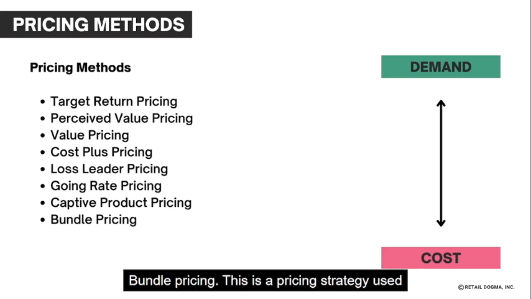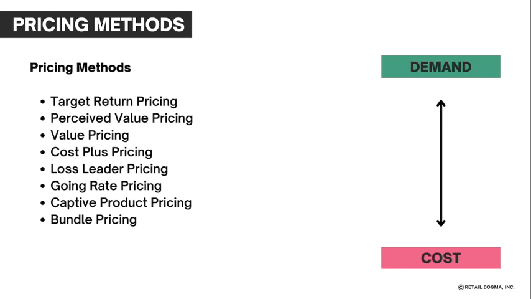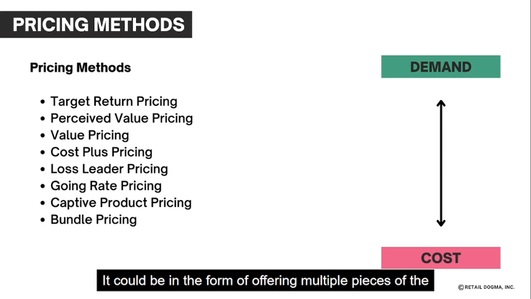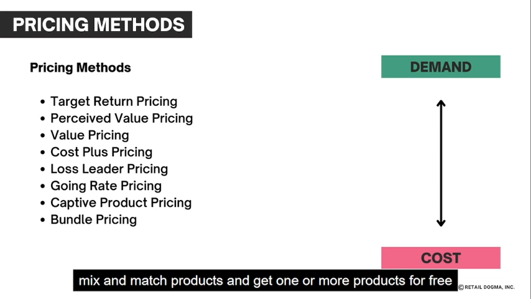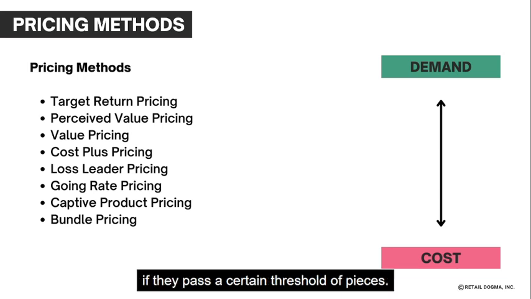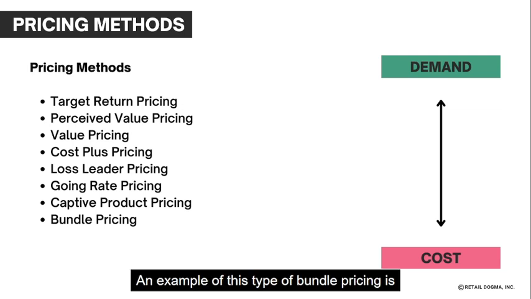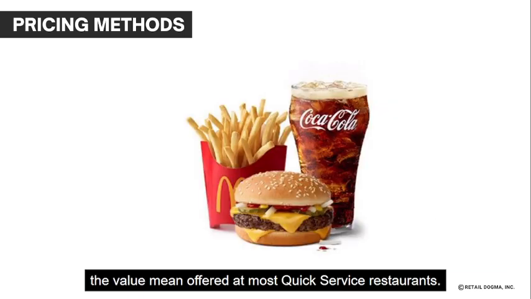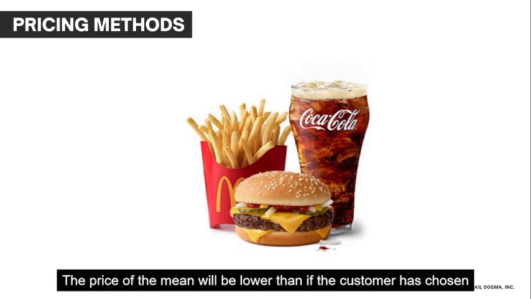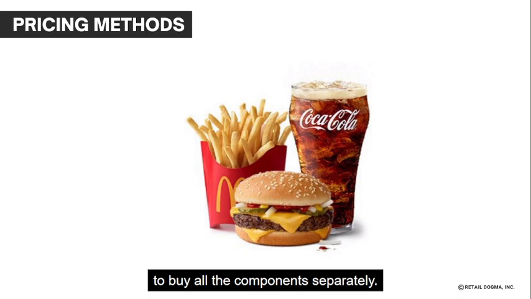Bundle pricing. This is a pricing strategy used by retailers where they create a bundle of products and offer them at a lower price than if each product was bought separately. It could be in the form of offering multiple pieces of the same product at a discount, or allowing customers to mix and match products and get one or more products for free if they pass a certain threshold of pieces. An example of this type of bundle pricing is the value meal offered at most quick service restaurants. The price of the meal will be lower than if the customer has chosen to buy all the components separately.